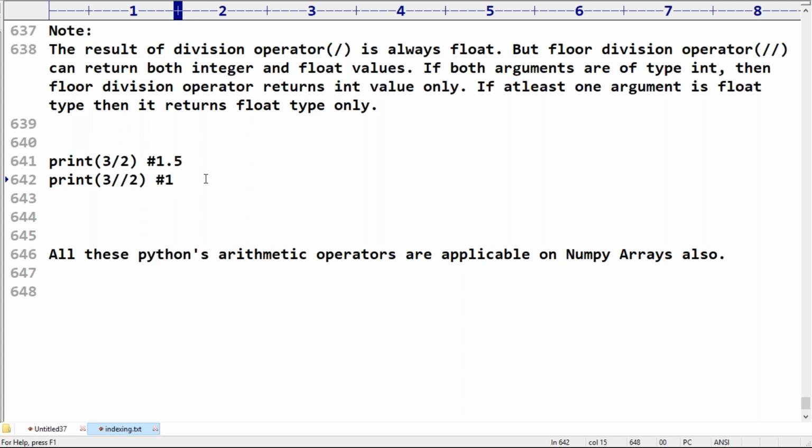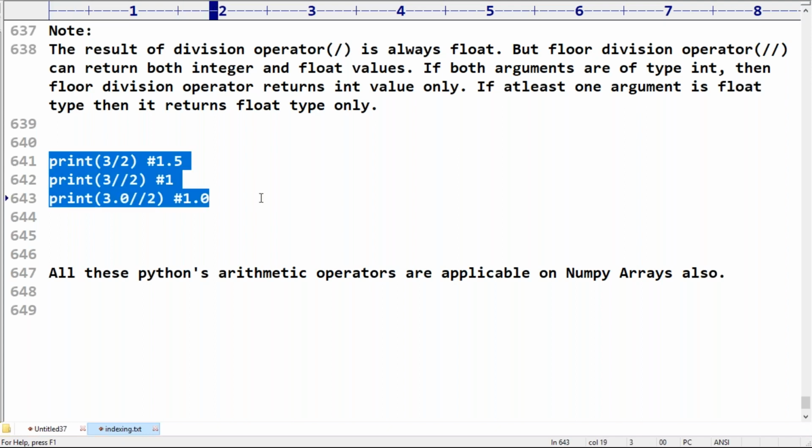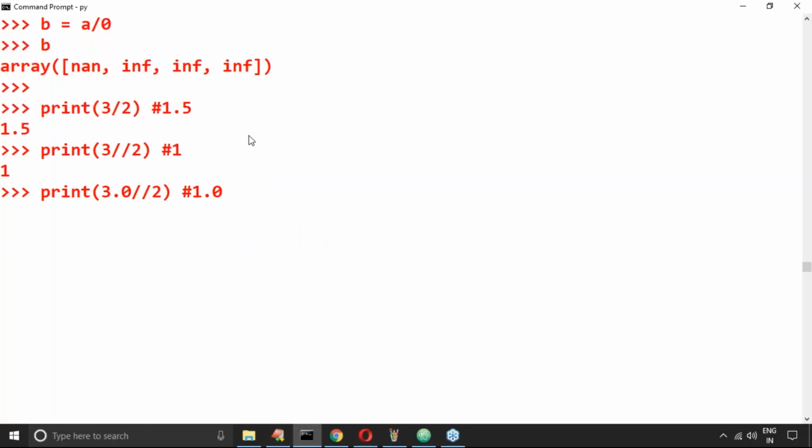floor value I should consider. Floor value is 1. Why am I getting 1? Because both arguments are int type. Remember that. If I take 3 by 2.0 or 3.0 by 2, now you are going to get 1.0. Clear, right? Any explanation required? Please confirm so that you can understand very easily. Now observe, first time 1.5, second time 1, third time 1.0 we are going to get.